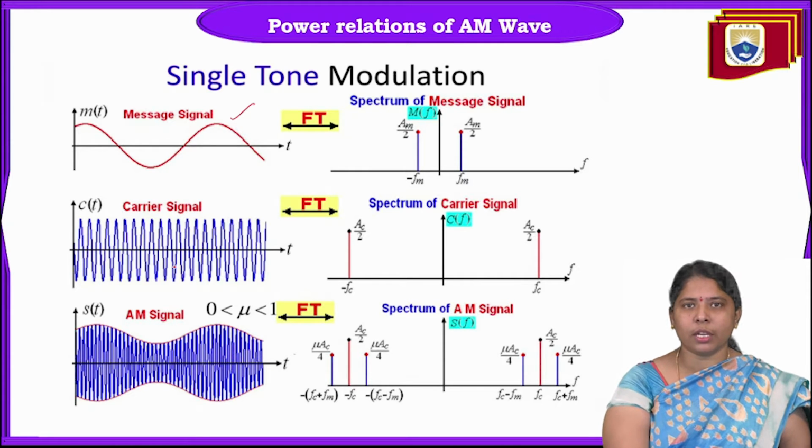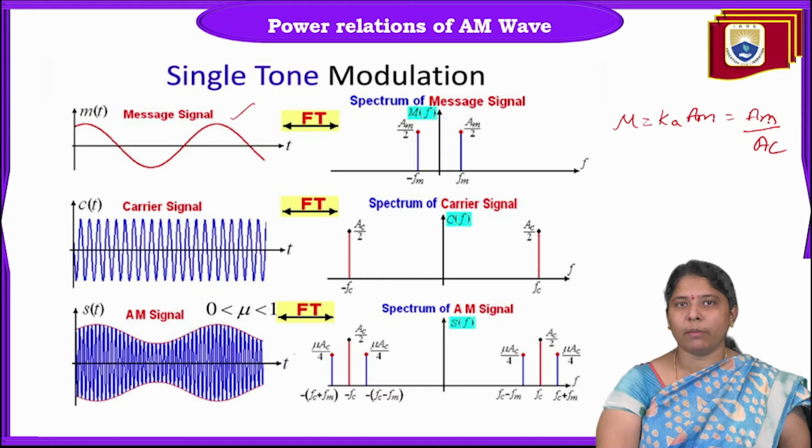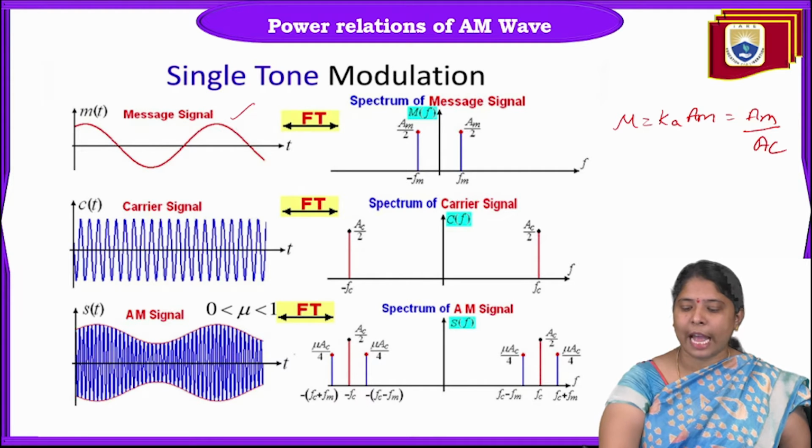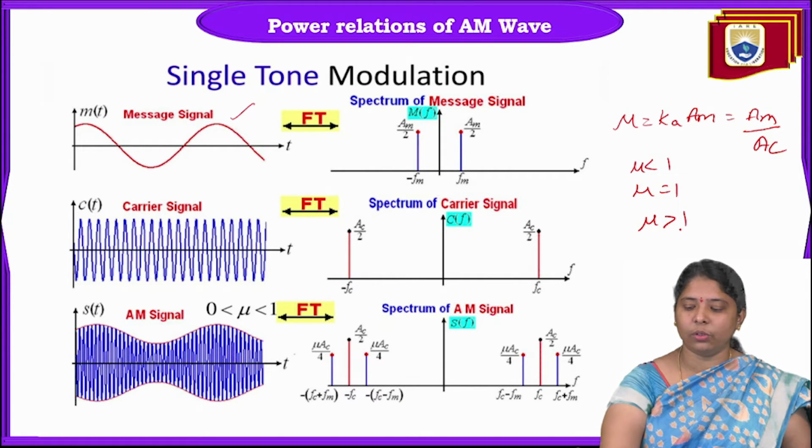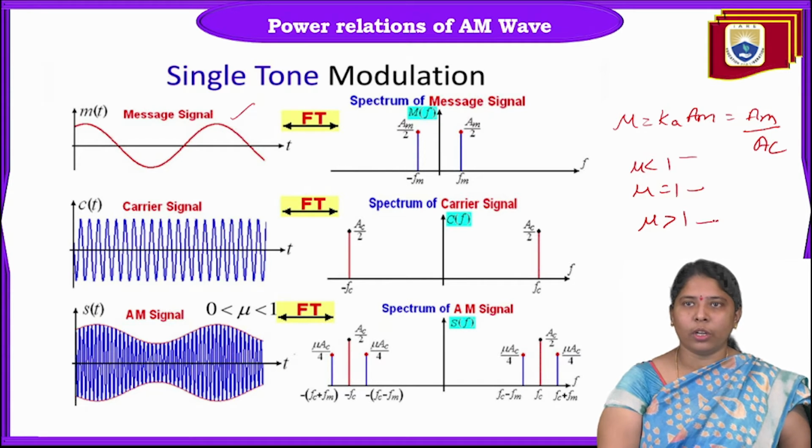When mu is less than 1, we can call it under modulation. Mu is called the modulation index of AM wave. This mu is defined as Ka into Am, or it is equivalent to Am by Ac. It is the ratio of amplitude of the message signal to amplitude of the carrier signal. Mu less than 1, mu equal to 1, mu greater than 1: the modulation is classified into under modulation, 100% modulation and over modulation.